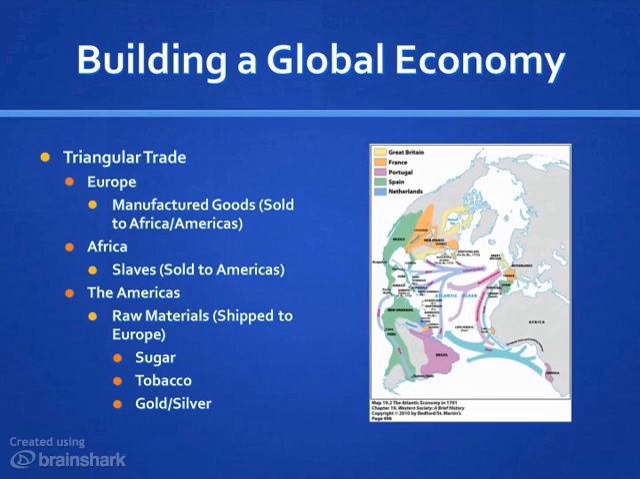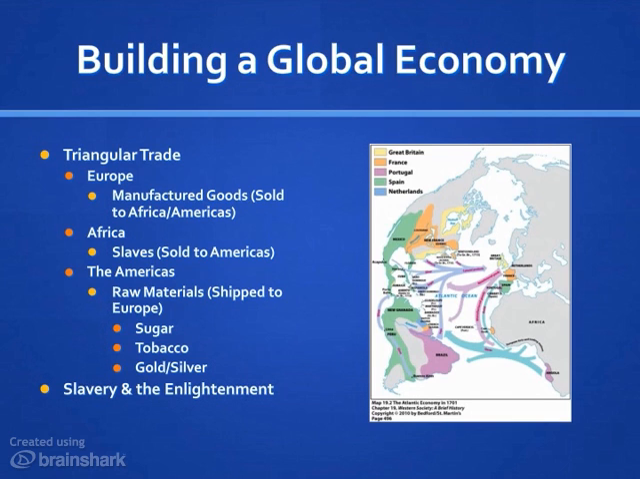Each side contributed something to the overall system, but it's not an even system. Manufactured goods fetched the highest prices. Thus, Europeans reaped the biggest profit from the triangular trade. The trade also explains why Africans were so willing to participate in the enslavement of other Africans. They were getting something, manufactured goods, out of this trade.